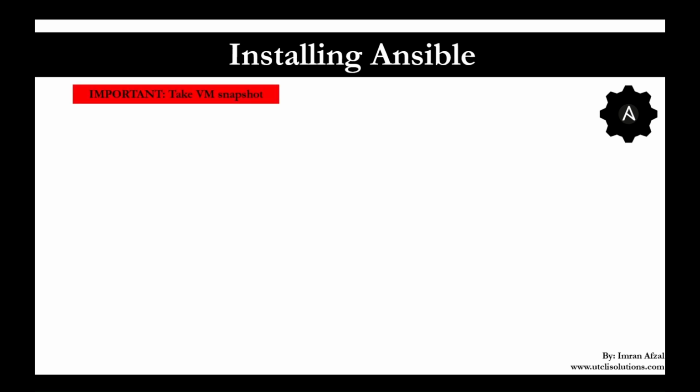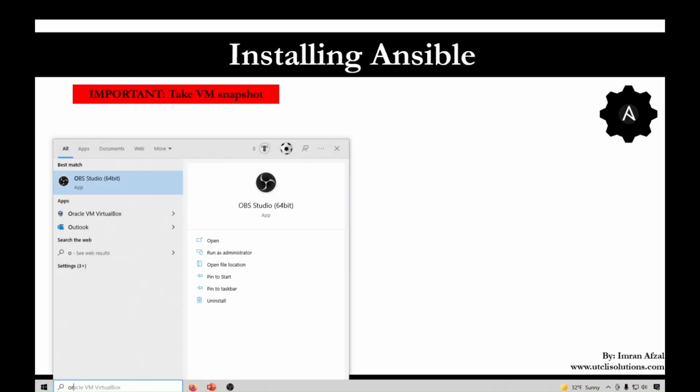All right, so one important thing before you go ahead and install Ansible is that I want you to take a VM snapshot. This will allow you to revert back to the VM's original state when you took the snapshot, in case you make a mistake or do some kind of misconfiguration on your Linux operating system. All right, so go to our Oracle VirtualBox.